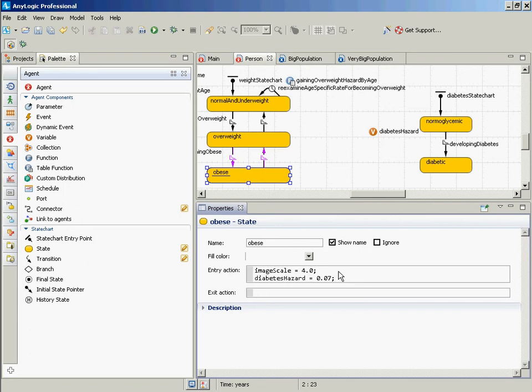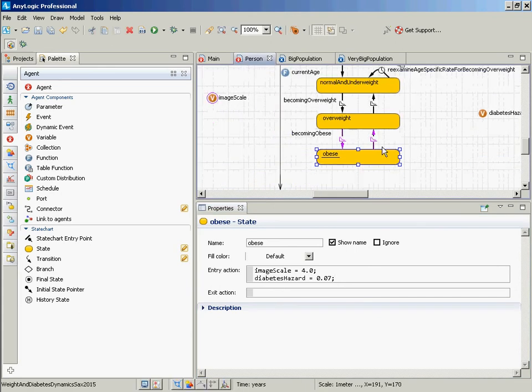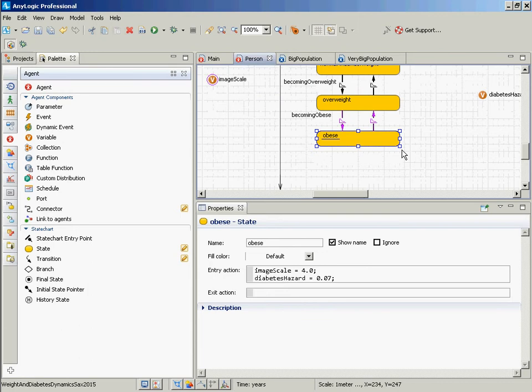Indeed. Okay, so, ladies and gentlemen, let's suppose we want to accumulate obesity years to which this person has been subject, how long they've spent in an obese state, right? How could we do that?